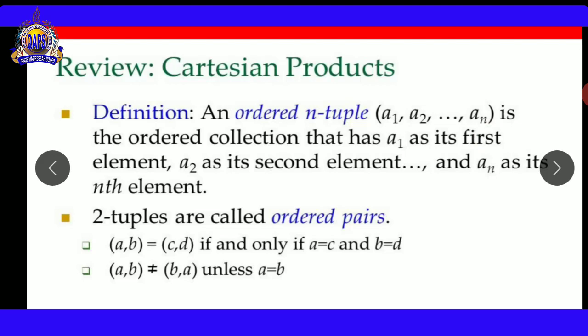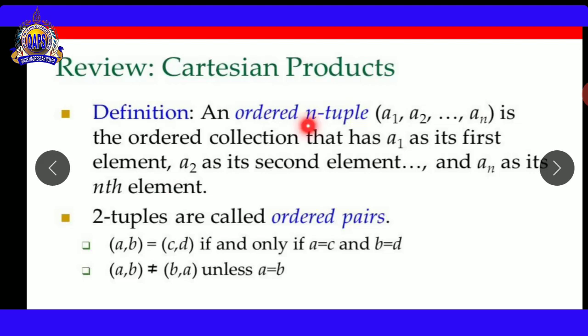So an ordered n-tuple from a1 to an is the ordered collection that has a1 as its first element. So we are seeing here that a1 is our first element and a2 is our second element and so on, and an as its nth element, or you can say that an is our last element.